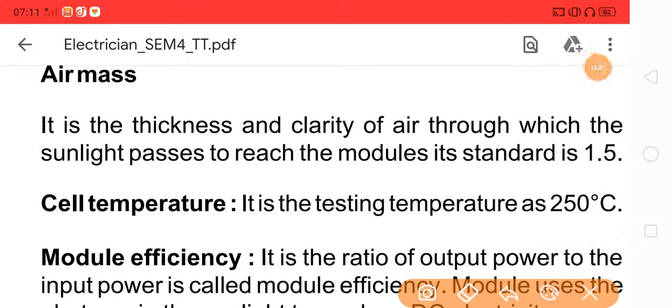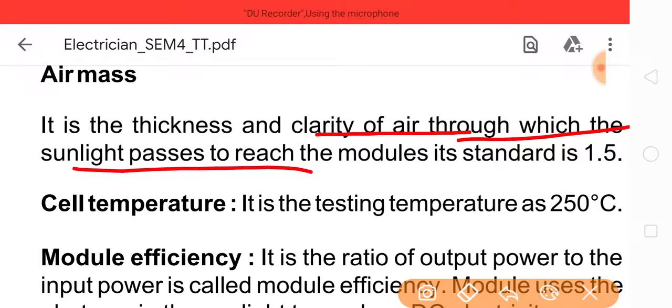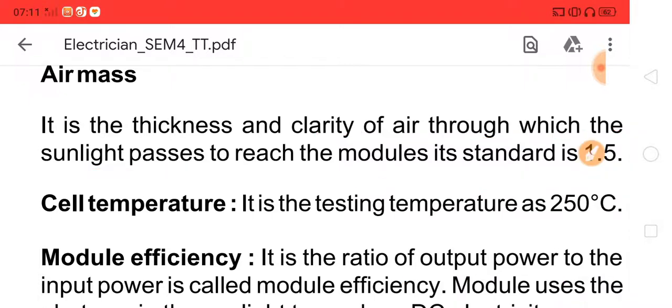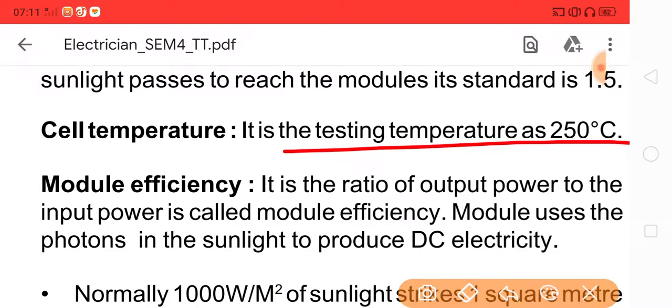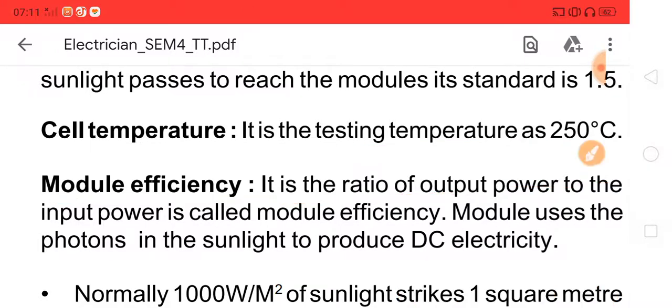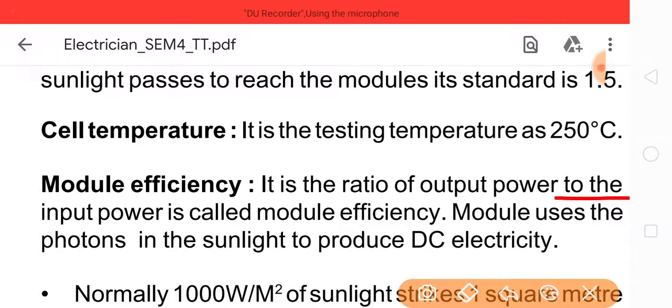Air mass is the thickness and clarity of the air through which the sunlight passes to reach the modules. Its standard is 1.5. Cell temperature is the testing temperature of 25 degrees centigrade. Module efficiency is the ratio of output power to input power.